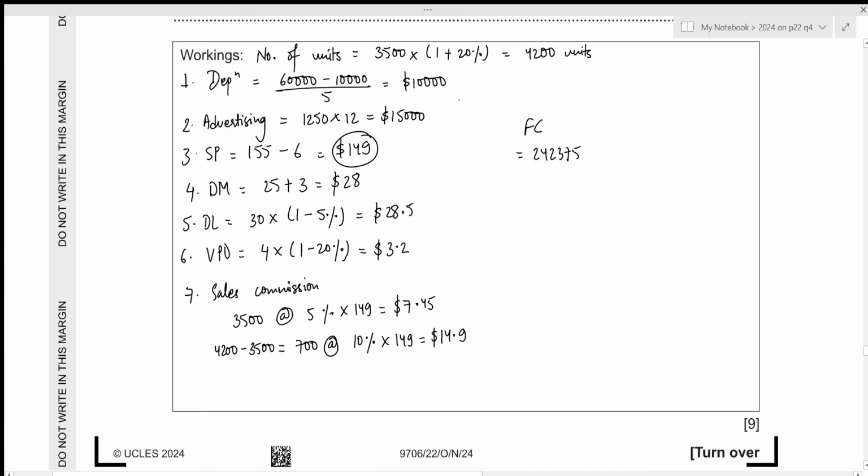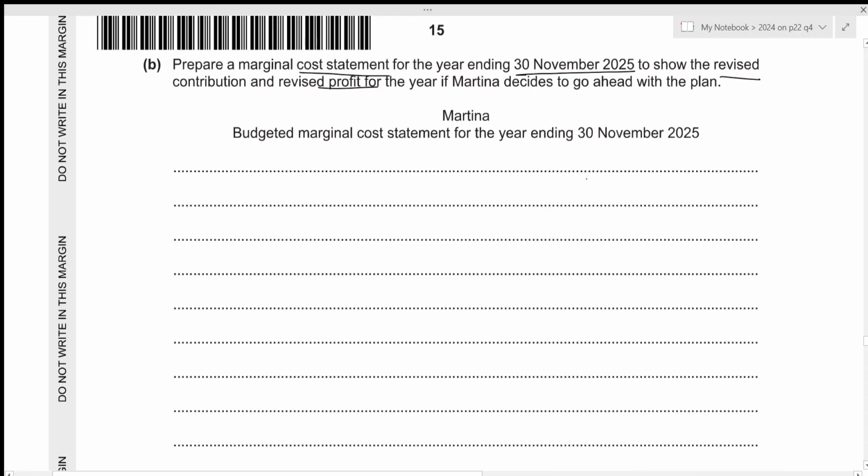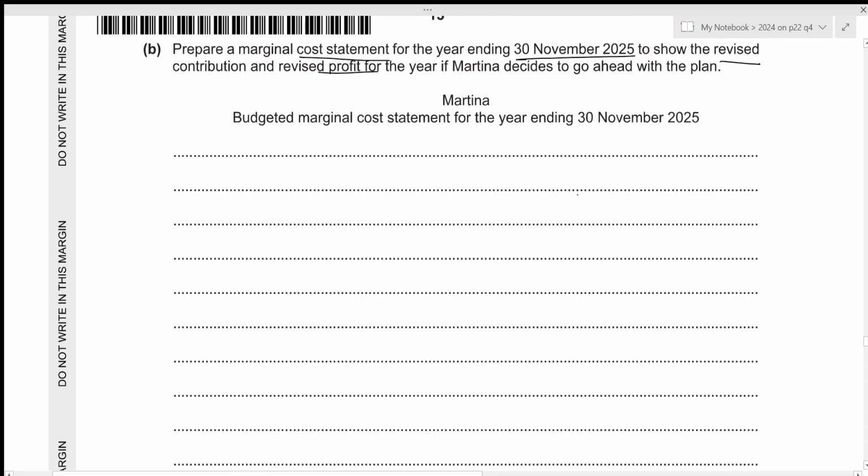Now within this fixed cost we also need to include the depreciation charge and the advertising cost. So plus 10,000 plus 15,000. This results in the amount of 267,375. Alright, we have all the information that we require in order to prepare the budgeted marginal cost statement. So let us start with our revenue.